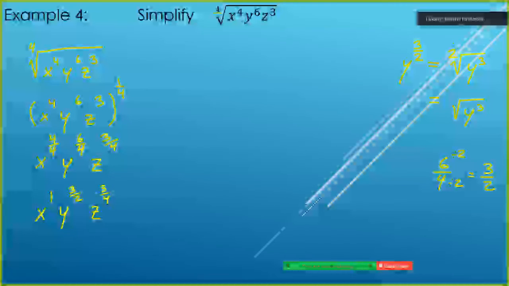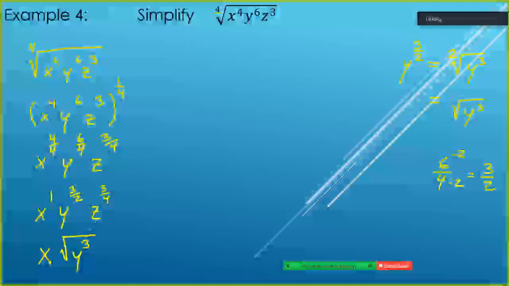So follow me back to the left now. Cleaning up the x, we'll just write it as x because it's x to the first power. My y, we just simplified that as square root of y to the third. My z, if we convert that, that becomes the fourth root of z to the third.